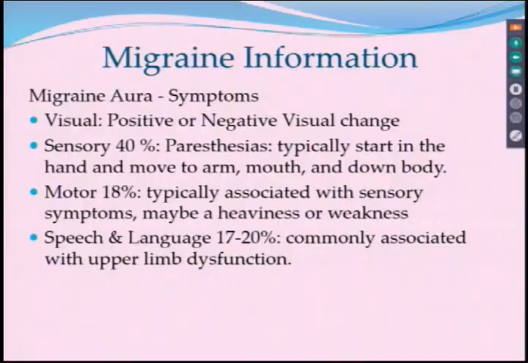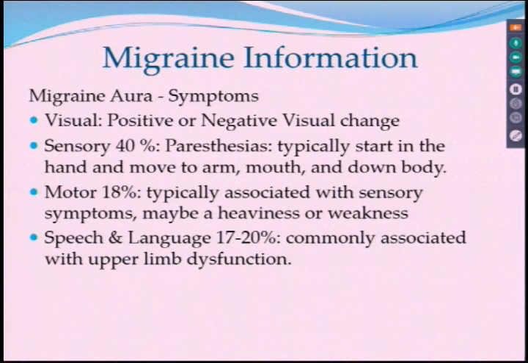Numbness, tingling, or paresthesias typically can occur in migraines. They typically will start either in the mouth or in the hand and spread up or down the side of the body, maybe associated with weakness or clumsiness. And then some people have speech problems or language problems with migraines. None of these symptoms occur with tension-type headaches.